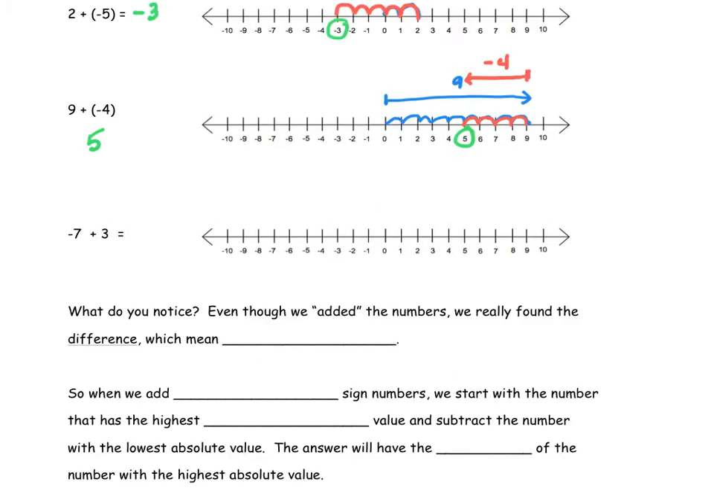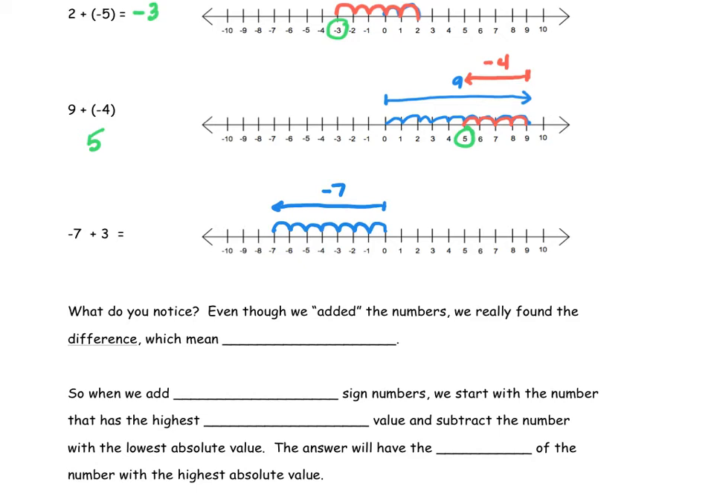So now let's complete our final example. I see that we want to model negative 7 plus positive 3. So we're going to start at 0, and we're going to count to the left because it's negative 7. So my vector is going to start at 0. It's going to move to the left, and this is a model of negative 7.